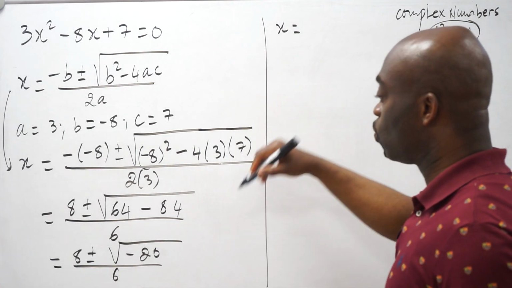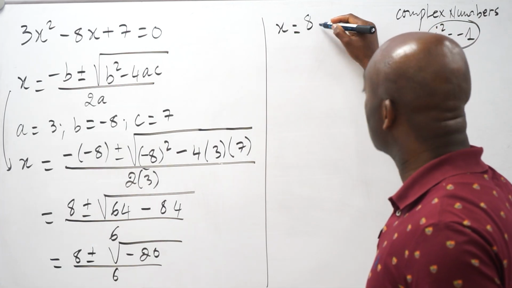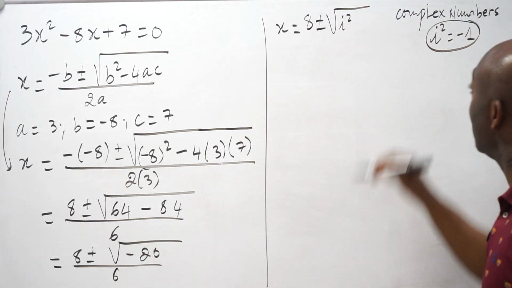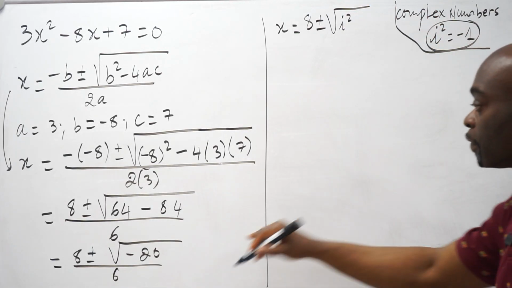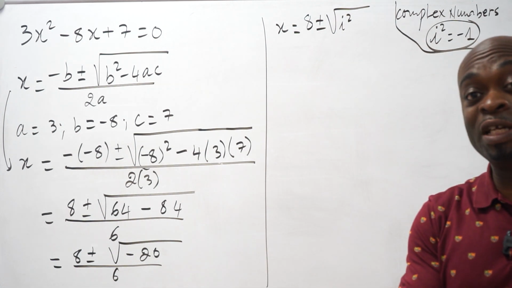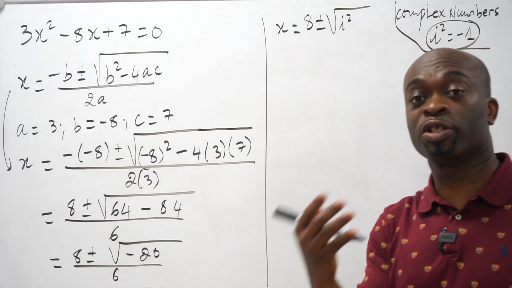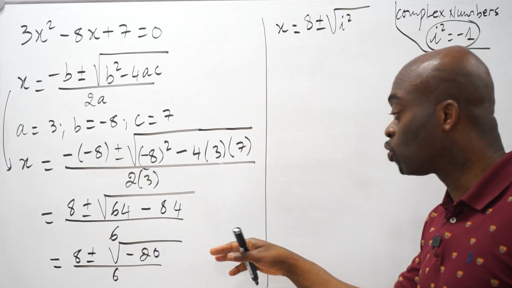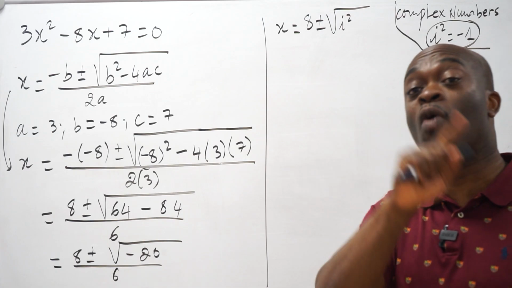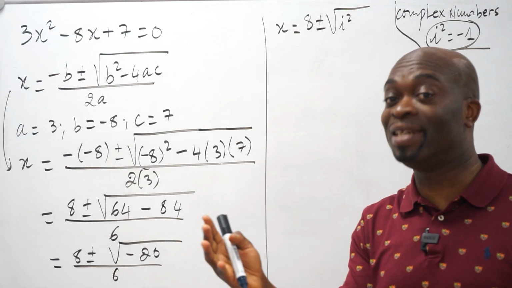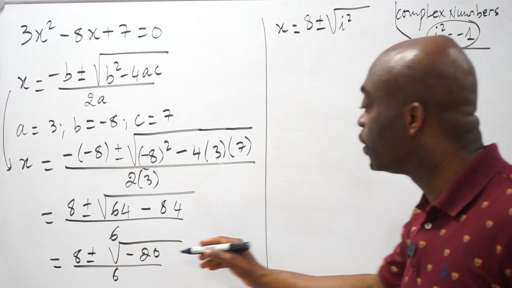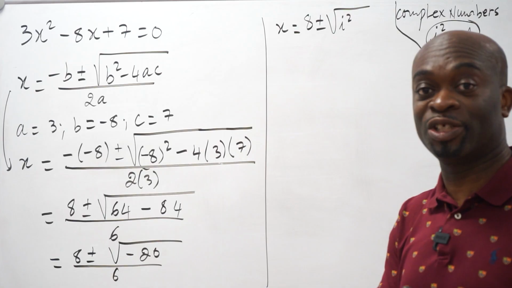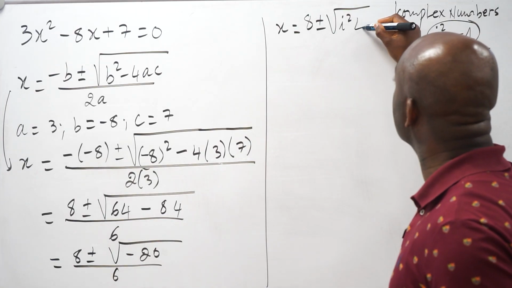So now, x is equal to what? So here we are. We have 8 plus or minus the square root of i squared times 20. Now, is 20 a perfect square? No. Because you cannot break 20 down into two identical numbers that multiply to give you 20. However, you can break it down into two numbers where one is a perfect square and the other one is not. In this case, that gives you 4 times 5. That's the reason why, ladies and gentlemen, you need to know your multiplication tables, right? So that will give us what? 4 times 5, over 6.